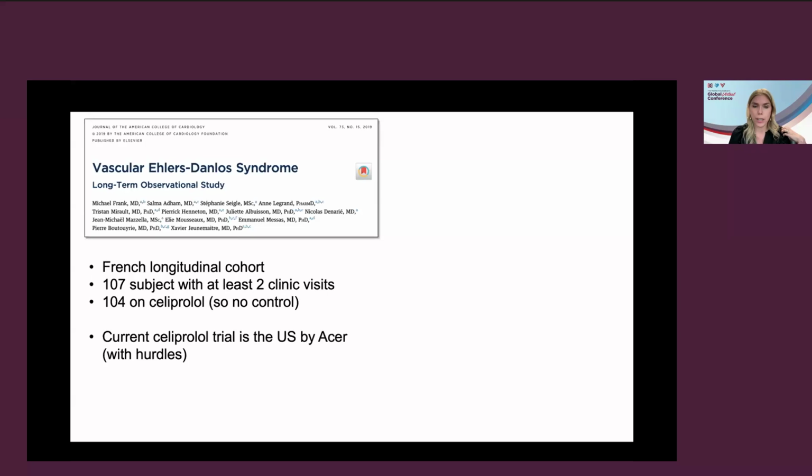There is currently a trial by Acer Pharmaceuticals going on for, I think, adults or maybe very older teens and adults, looking at using celiprolol versus placebo in the United States right now.